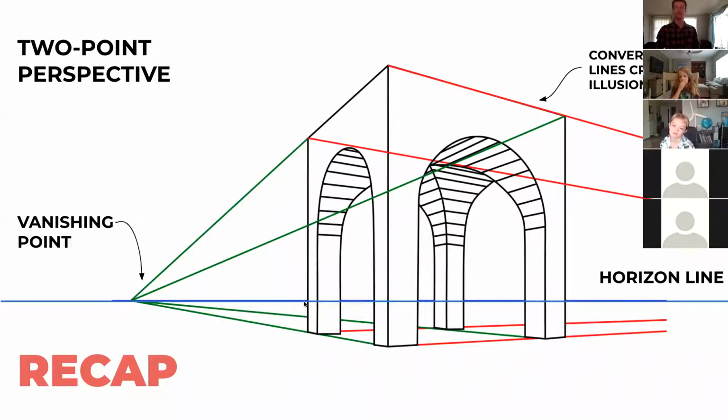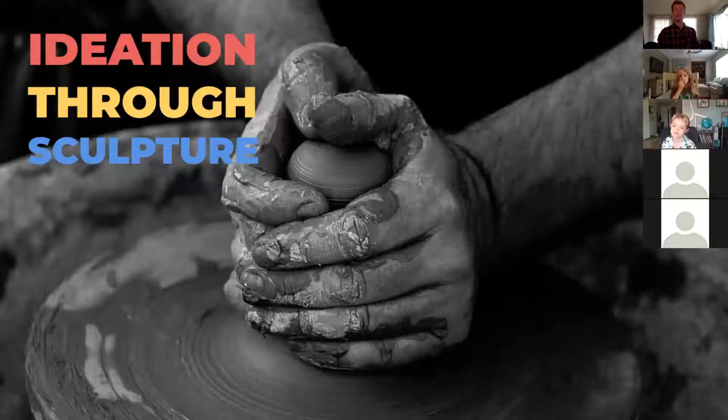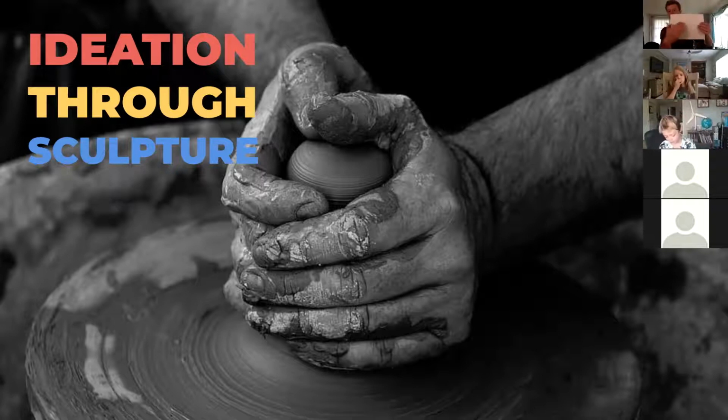That brings us into today's topic, which is ideation through sculpture. We kind of ended last time trying to draw 3D images so we could explain to someone on a piece of paper, right? We could hold up the paper and say, look at this idea I have. What we're going to focus on today is actually making prototypes, first ideas.